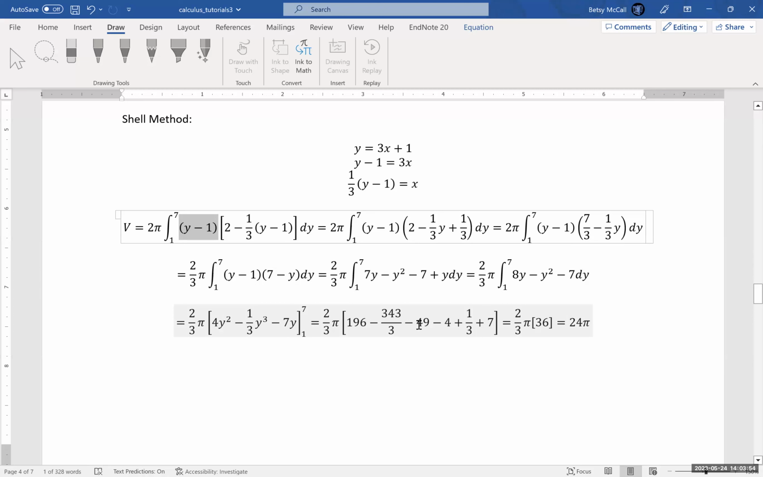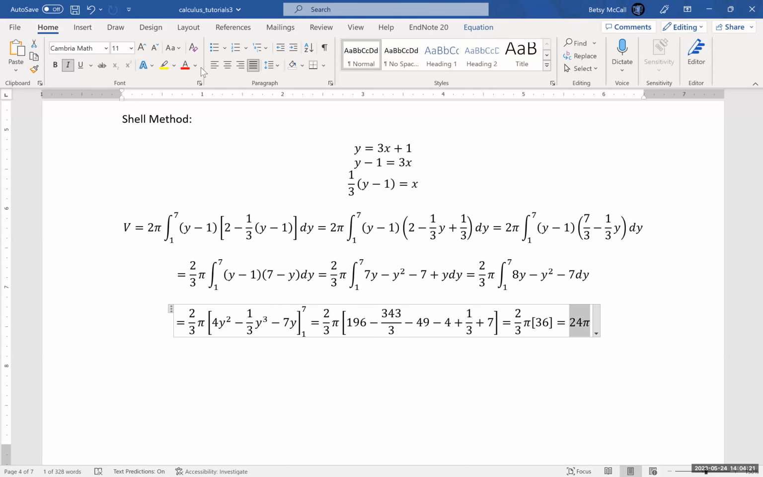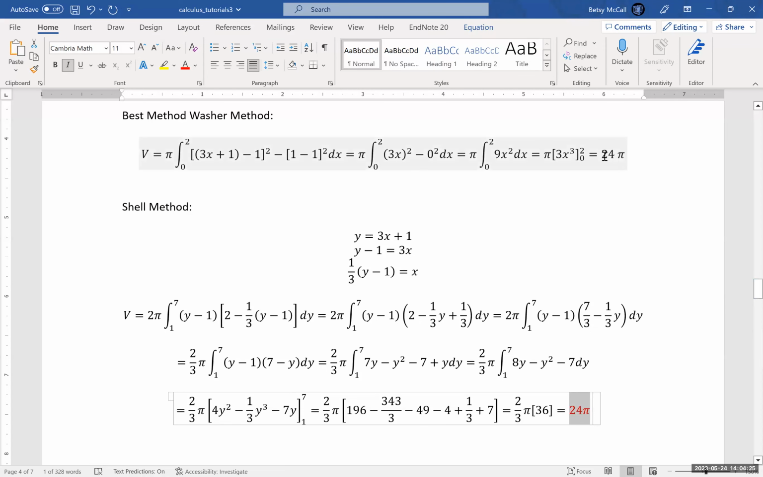And then we subtract, plugging in 1. Plug in 1, I get 4, so minus 4. Plug in 1, I get minus 1/3, but I'm subtracting, so plus 1/3. Plug in 1, I get minus 7, but I'm subtracting, so plus 7. And when you add up this whole mess of terms, what you end up with is 36. 36 times 2/3 is 24. And just like before, I ended up with 24 pi.